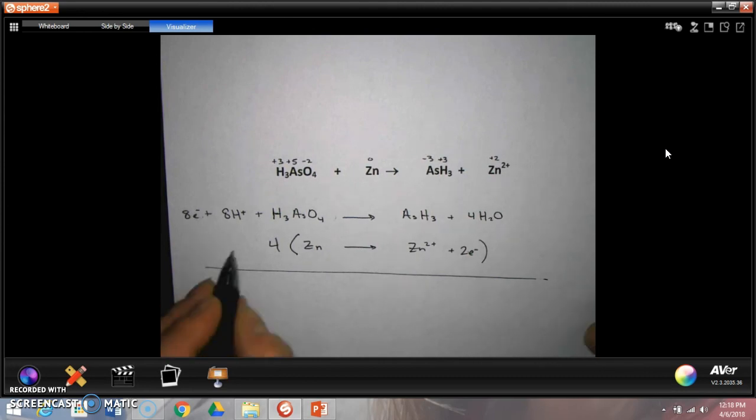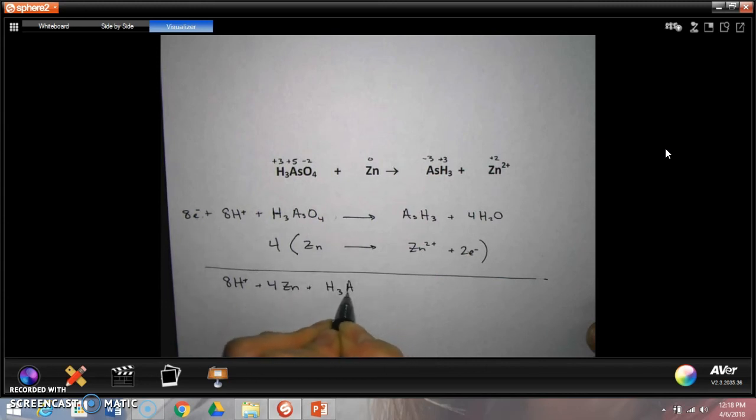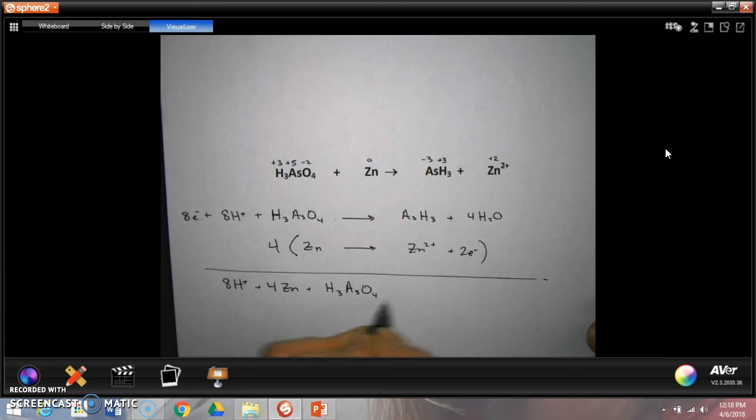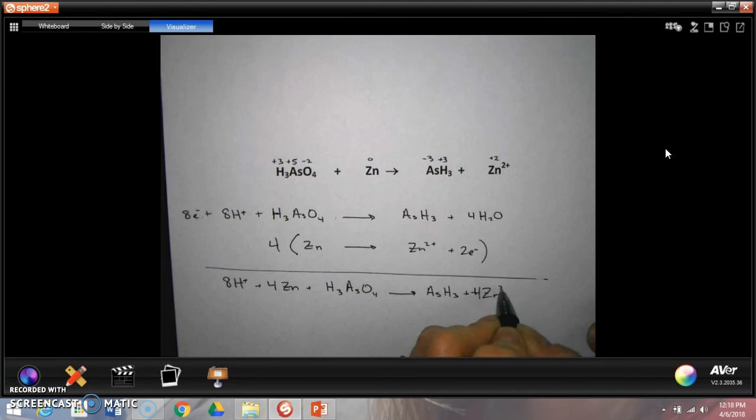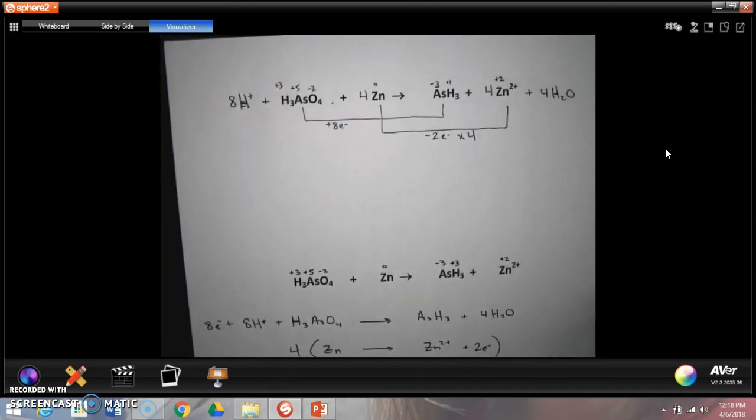I actually am going to jump right to the overall reaction. So I've got 8 H pluses, I've got 4 zincs, and I've got an H3AsO4, and then I've got AsH3 and 4 zinc ions, and then 4 waters. So if you take a look, this is actually the same reaction that we wound up with.